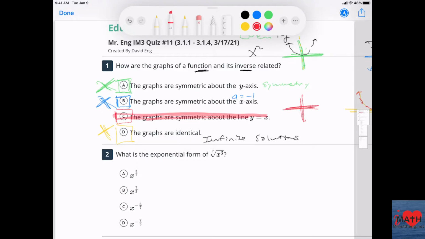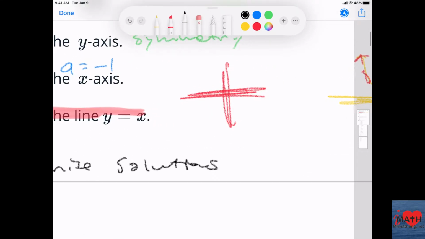And this one is symmetrical about the x-axis. So let's again, parent function. Remember we kind of talked about this idea where if you rotate it 90 degrees counterclockwise, then your graph would look like this. And then if you flip it over the y-axis, then your graph would look like this one here.